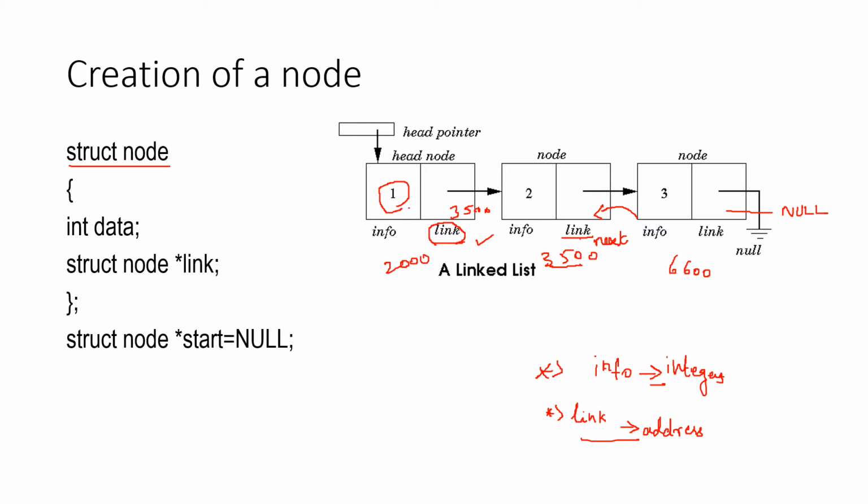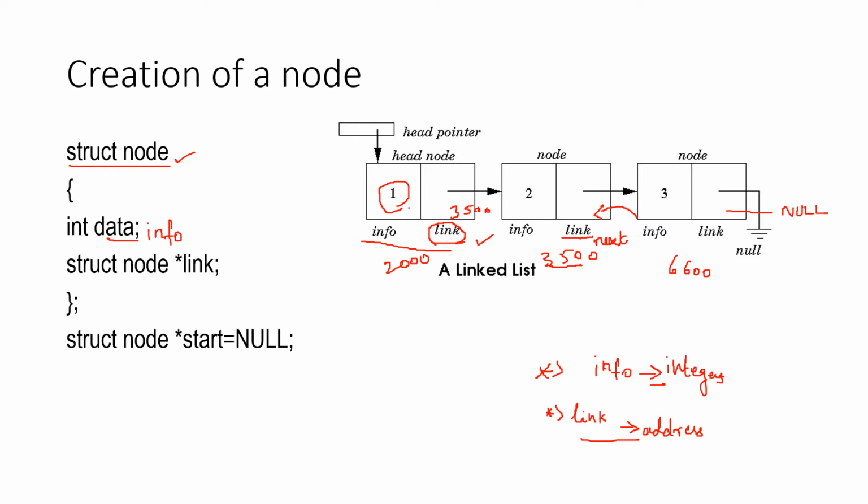Means it's not mandatory, but in order to give a meaningful name, here I have named the structure as node. And what are the two fields present within the node? Info and link, right? That's why within the structure I'm going to declare one variable as int data. It can be mentioned as data, or else you can mention it as info also. Whatever it may be, both are the same only.